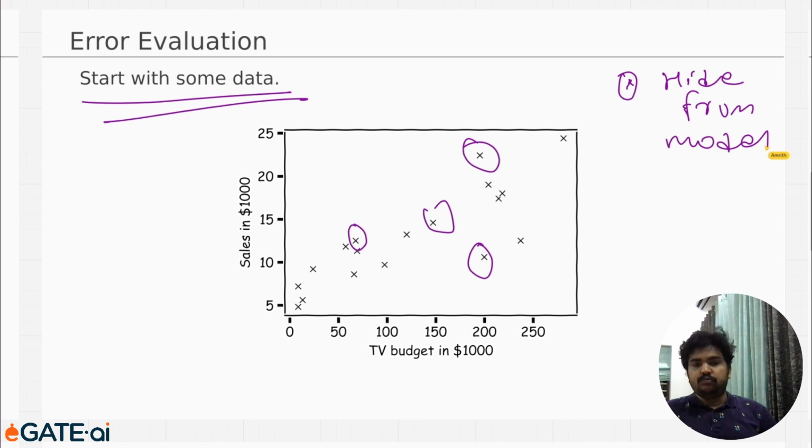Let's say if I have 200 data points, I might hide 10% of it, say 20 of them, right? And the remaining 180 is used to estimate y hat, and the 20 which I have hid from the system, they are used to evaluate the function we have learned.